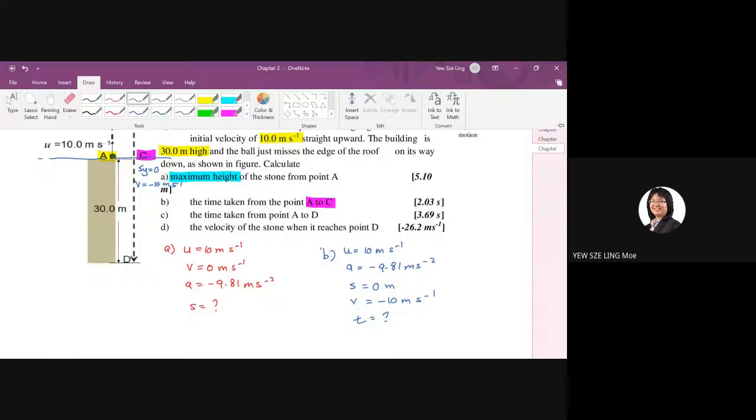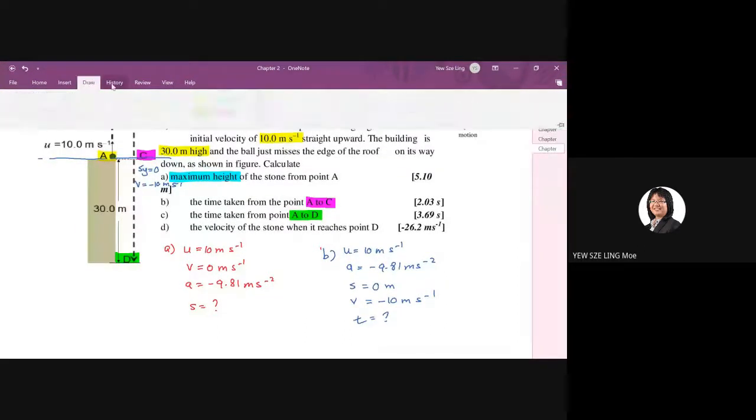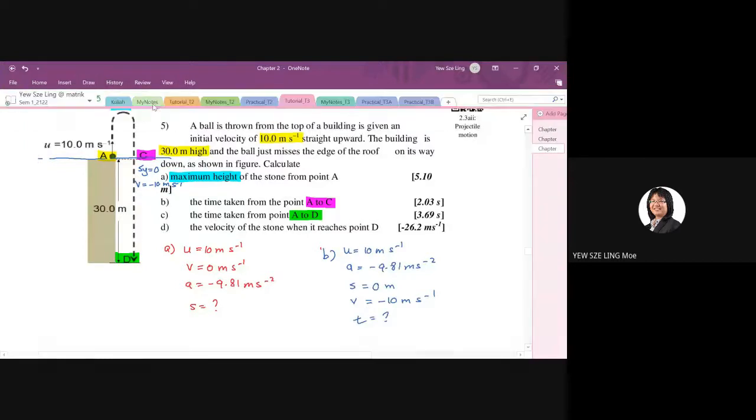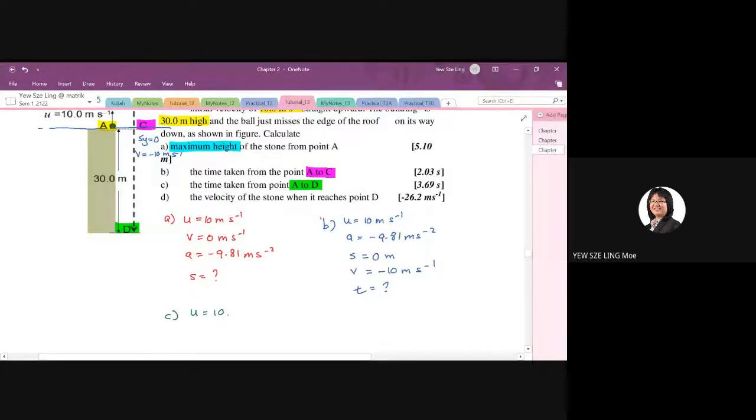Now, question C is from A to D, so you want the information at point D now. Let's see how we are going to solve it. For question C, the initial position is still A. So we have U equal to 10 meter per second, and a is equal to negative 9.81 m/s².